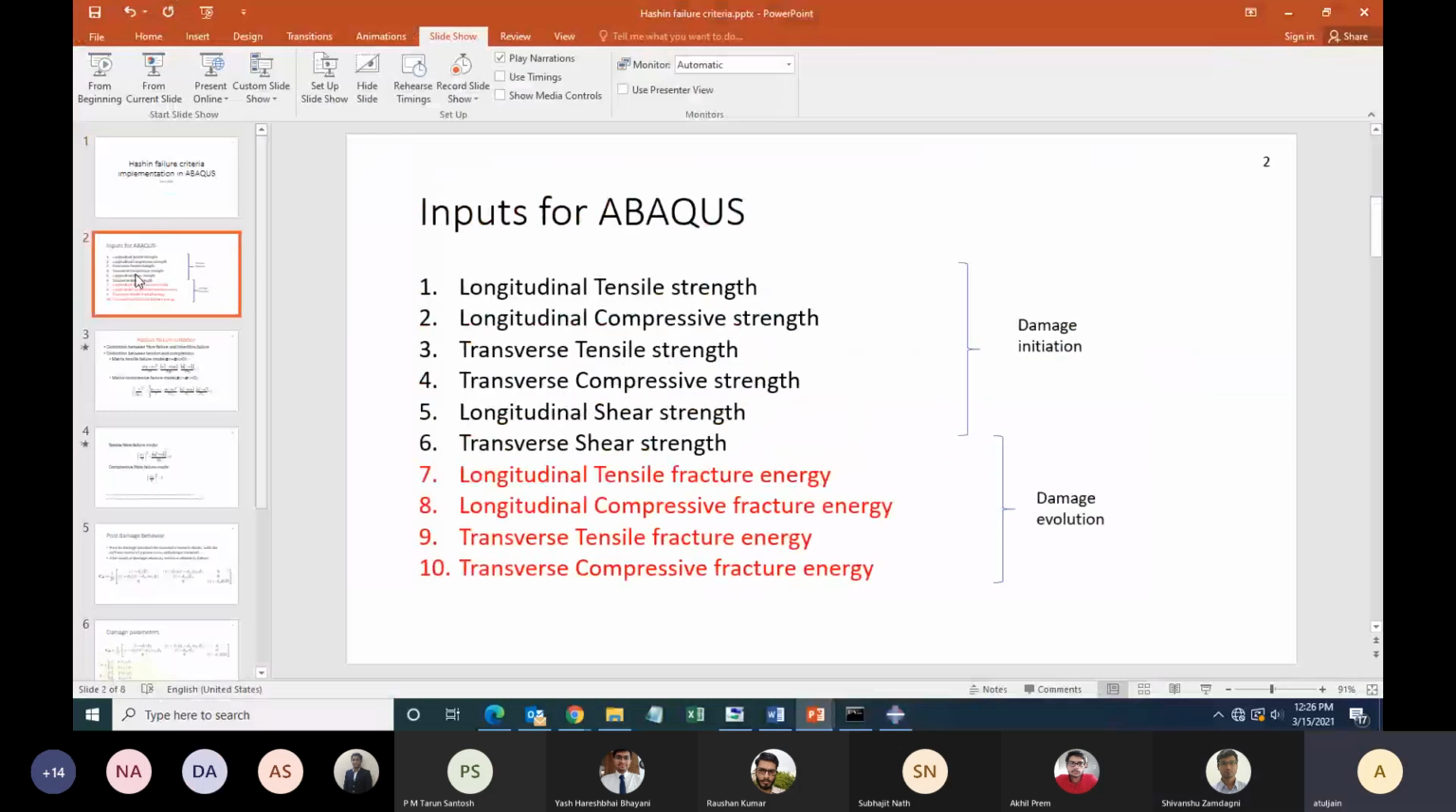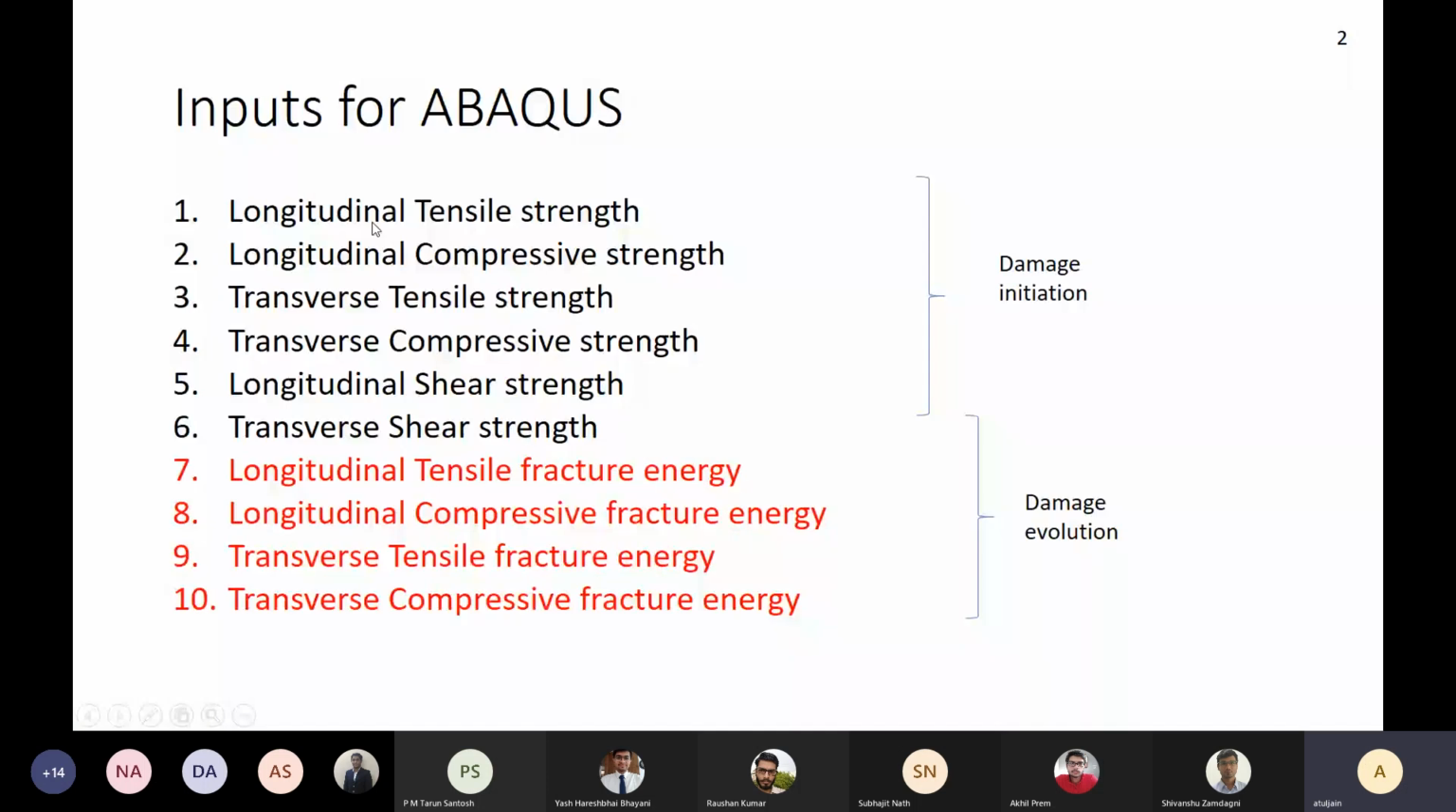Yes, sir. So we are looking at 6 strengths: longitudinal tensile, longitudinal compressive, transverse tensile, transverse compressive, longitudinal shear, and transverse shear, and the 4 fracture energies: tensile fracture, compressive fracture, transverse tensile fracture, and transverse compressive fracture. The top 6 are for damage initiation. The bottom 4 in red are for damage evolution.